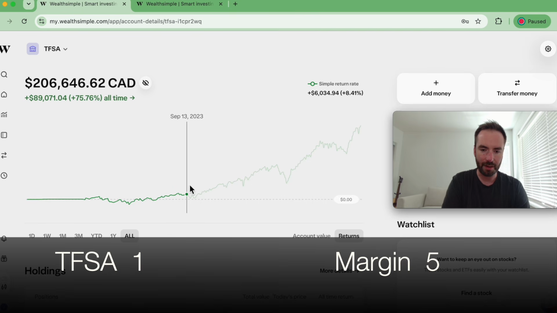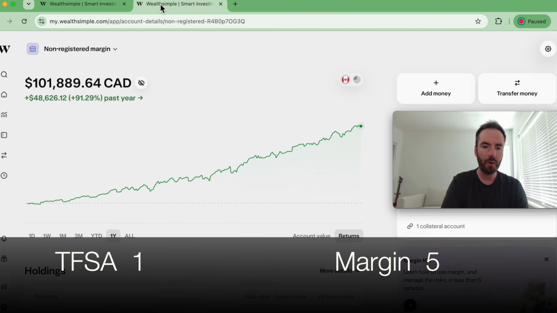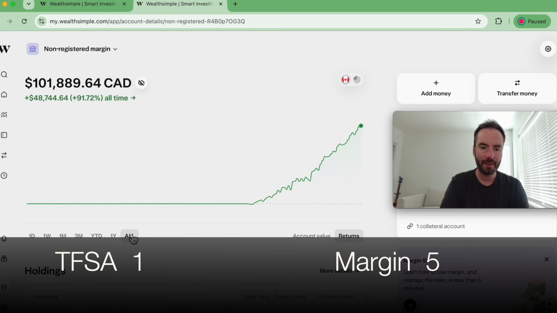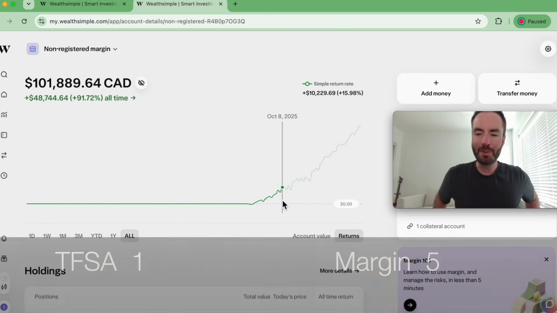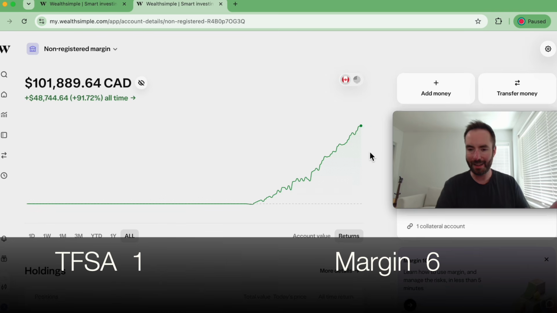And then it slowly recovered, then it jumps up, and then the tariff stuff, and then the Hormuz stuff, and it just kind of keeps going up. Anyways, it's up 75.76%. What about the non-reg margin account? It's up about 91.72% in that period of time, and it's starting to look like a ladder just leaning against a house at this point.